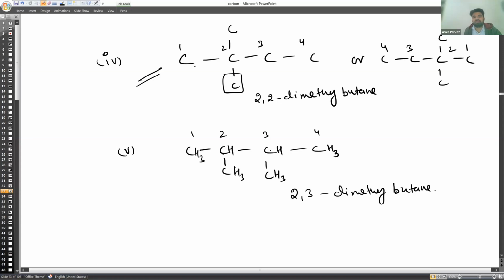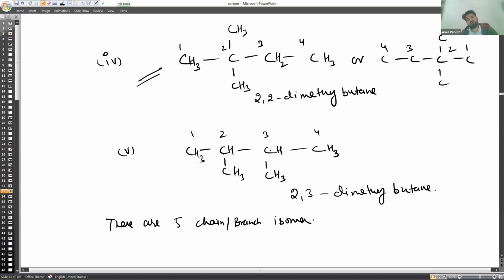3 hydrogens like CH3. All hydrogens have to be there, so you have to write it like this way. Got it? Yes, sir. So 2,2 dimethyl butane and 2,3 dimethyl butane. We have just 5 chain or branch isomers of hexane.